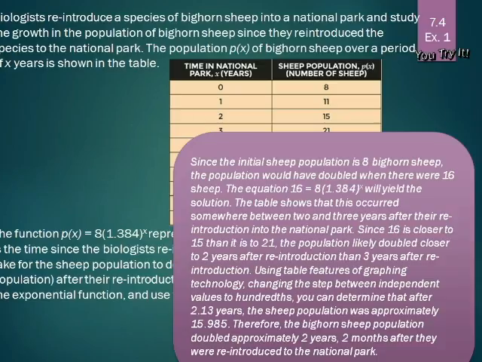Using table features of graphing technology, changing the step between independent values to hundredths, you could determine that after 2.13 years, the sheep population was approximately 15.985. Therefore, the bighorn sheep population doubled approximately 2 years, 2 months after they were reintroduced to the national park.